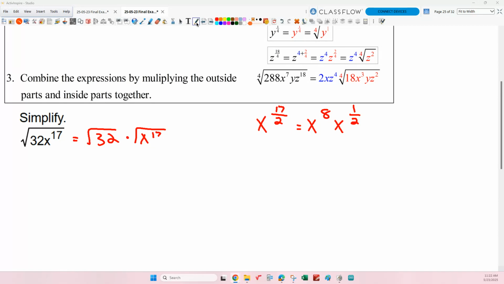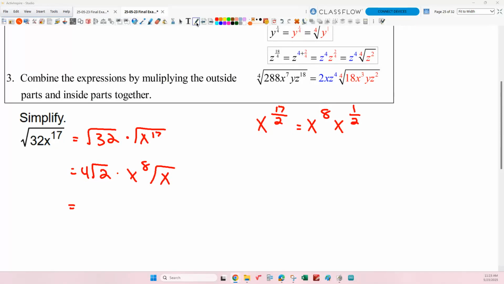What about 32? How can I simplify that? Square root of 32. Four on the outside, because we can split it up into 16 times 2. So we got 4 square root of 2, right? And then times x to the 8th. And then how could I write that 1/2 power as a radical? Yeah, square root of x.